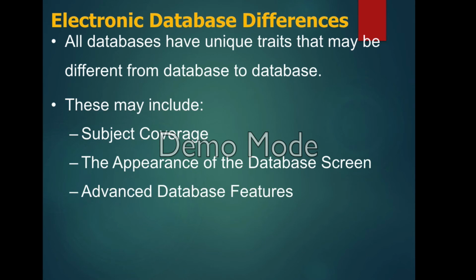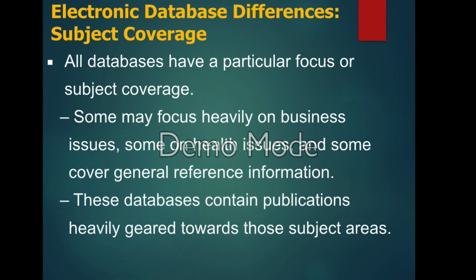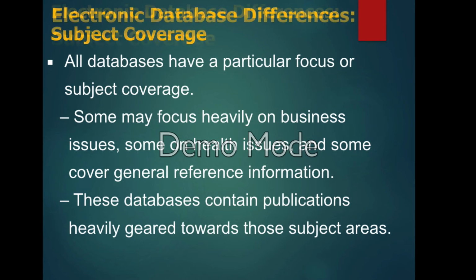So all databases have unique traits that may be different from database to database. This may include subject coverage, the appearance of the database screen, the advanced database features, and what have you. All databases have a particular focus or subject coverage. Some may focus heavily on business issues, some on health issues, some cover general reference information. These databases contain publications heavily geared toward those subject areas.